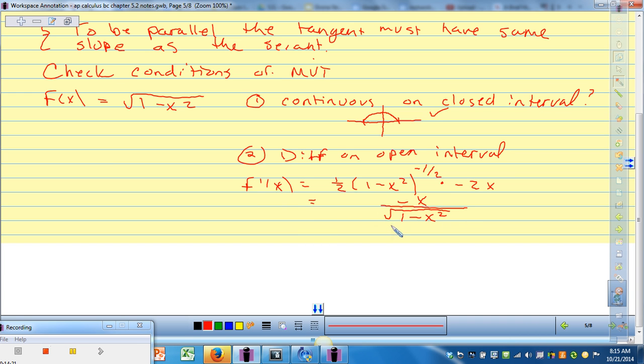Is that defined everywhere between -1 and 1? Where is it not defined? It is not defined at x equals positive or -1. Well, is that okay? Because we're differentiable on the open interval in between them, so we're okay. All right, so that means that the mean value theorem applies.